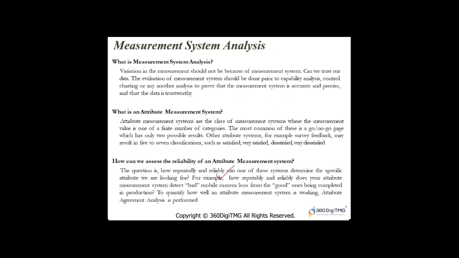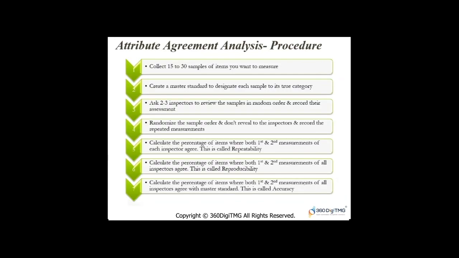And here is an example of that. How repeatably and reliably does your attribute measurement system detect bad mobile phone camera lenses from the good ones? This is attribute data. Bad, good, right? Hence, you do attribute agreement analysis in order to measure the reliability of your measurement system. All right, but what is the procedure to perform attribute agreement analysis? Here are the 7 steps which you will have to perform. First, try to collect 15 to 30 samples of items you want to measure.